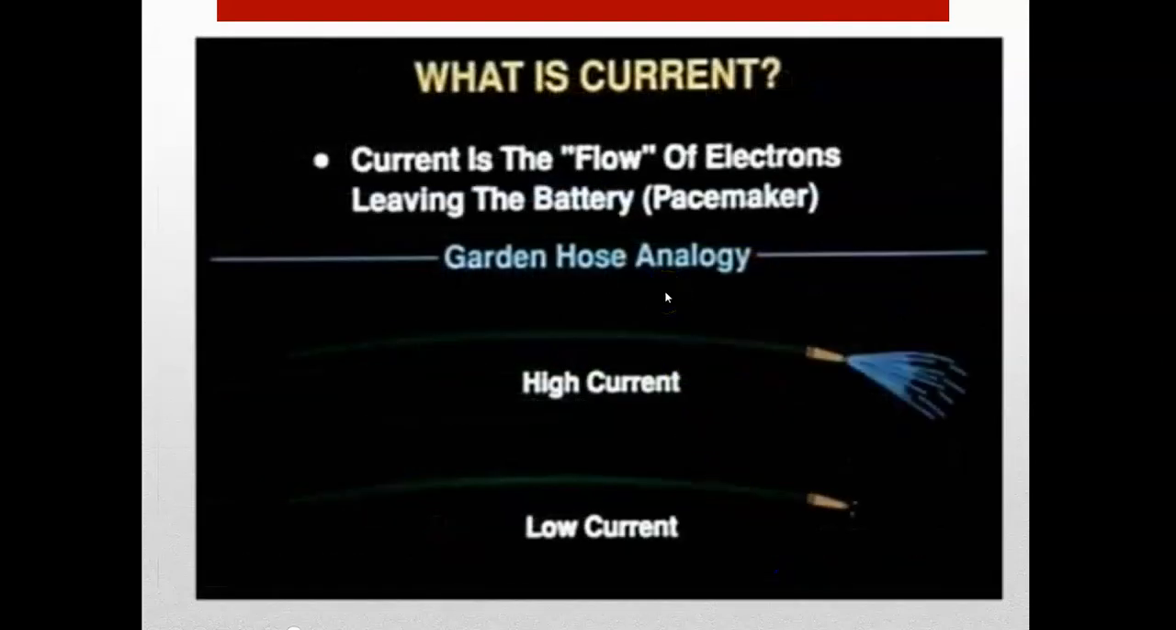Okay, so what is current? I touched on this just a smidgen on the previous slide. Current is the flow of electrons from the battery or the pacemaker generator. So in our garden hose analogy, if you have high current, you have a lot of electrons flowing. If you have a low current, you have a low number of electrons flowing.